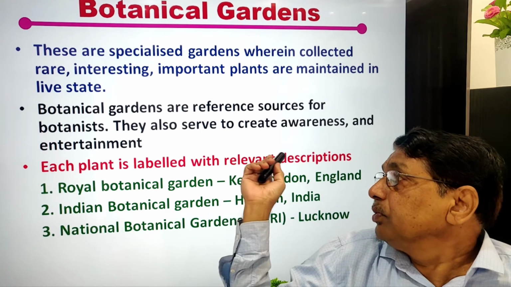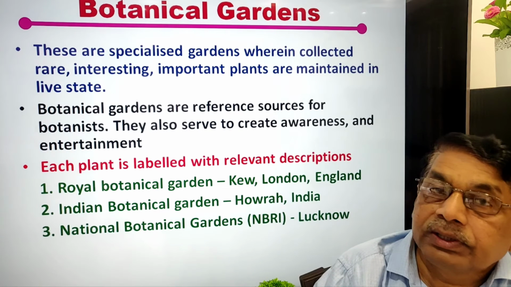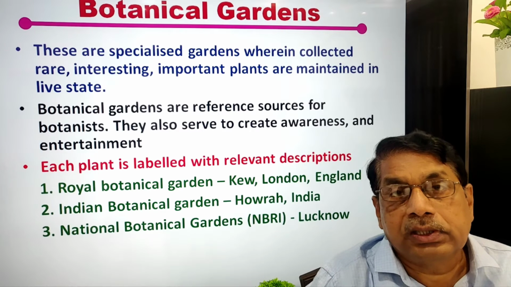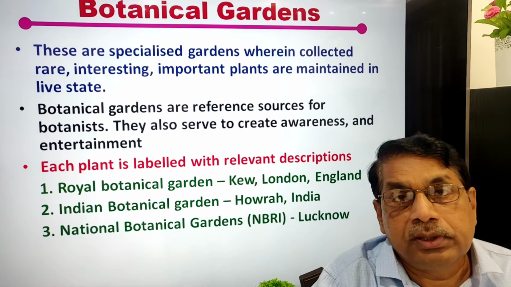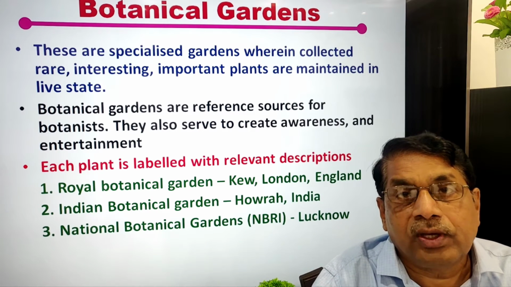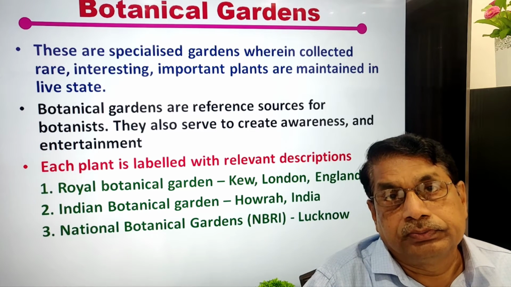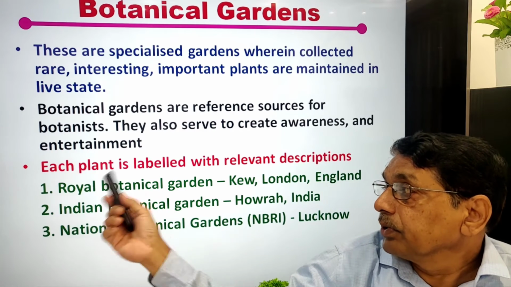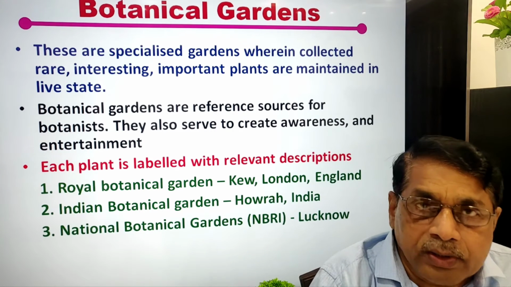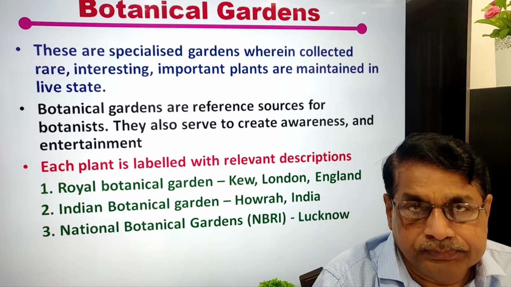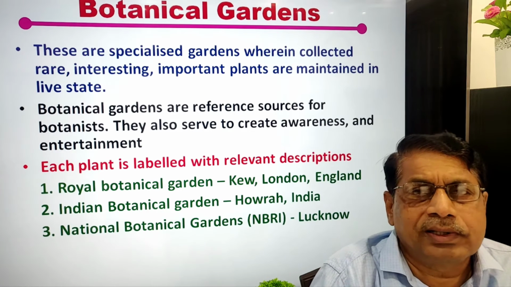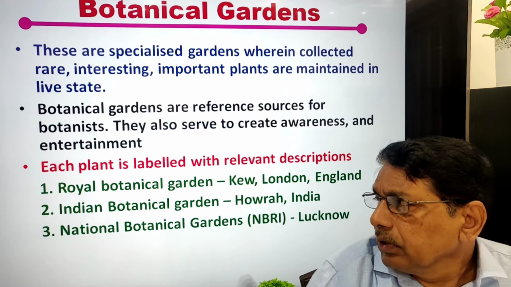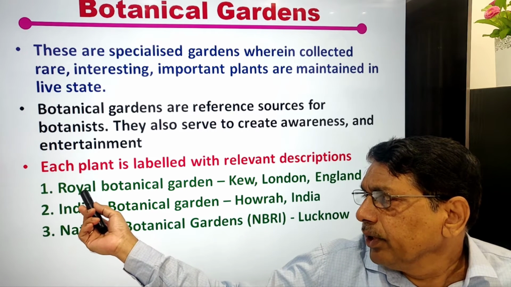Each plant is labeled with relevant information. Suppose a plant is grown in a particular place, there its botanical description will be there. What is its species, genus name, family, like that. Then each plant is labeled with relevant information. There are some important botanical gardens. A number of botanical gardens are there. It is not possible to take each and every one. But let us consider some very few and important.